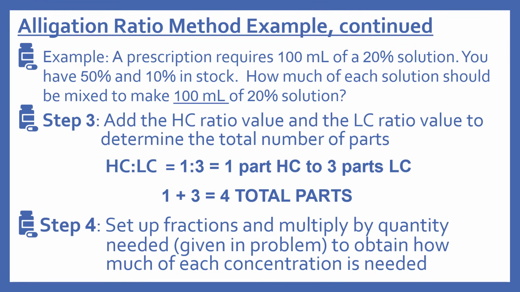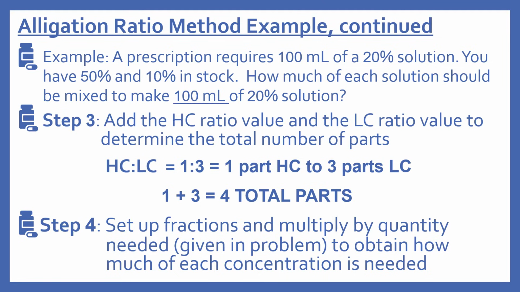Okay, now in step 3, we're going to add the HC ratio value and the LC ratio value to determine the total number of parts. So our ratio is 1 to 3. So 1 part of high concentration to 3 parts of low concentration is what that ratio means. And so we'll add 1 plus 3, and that gives us a total of 4 parts.